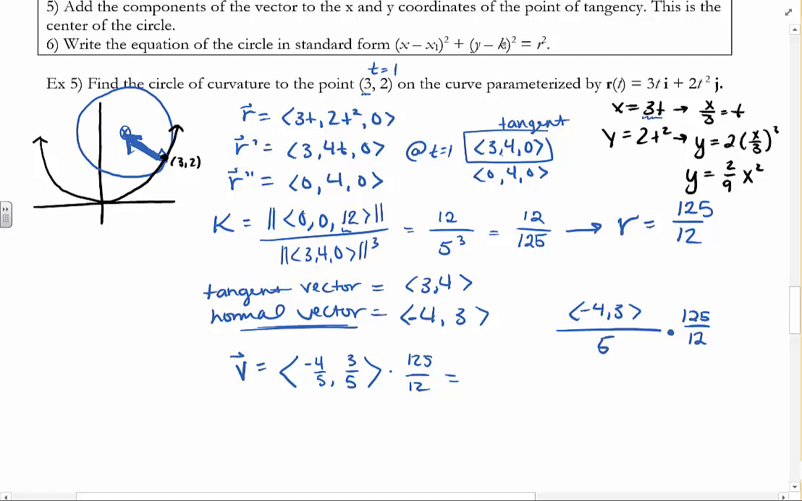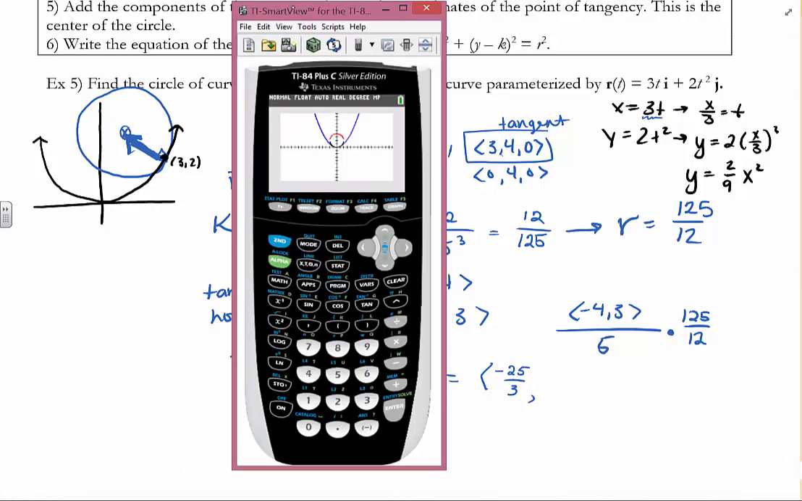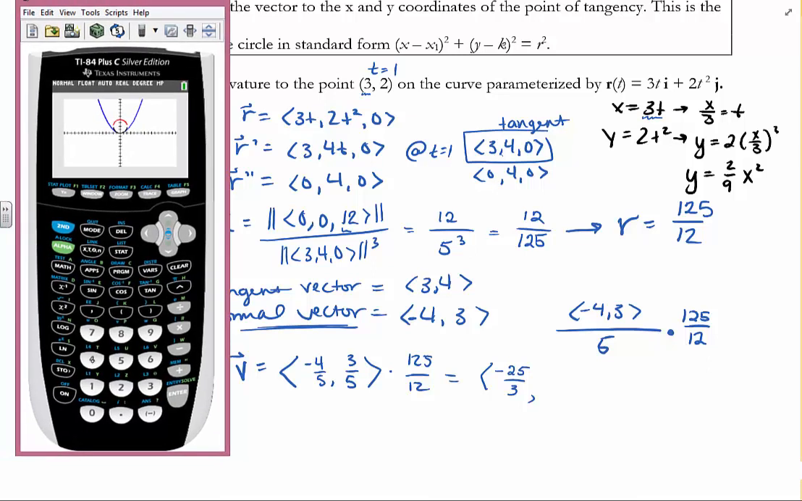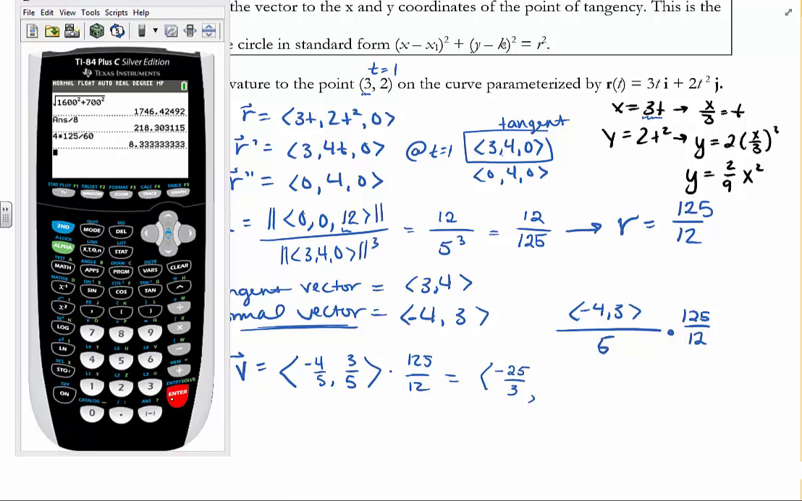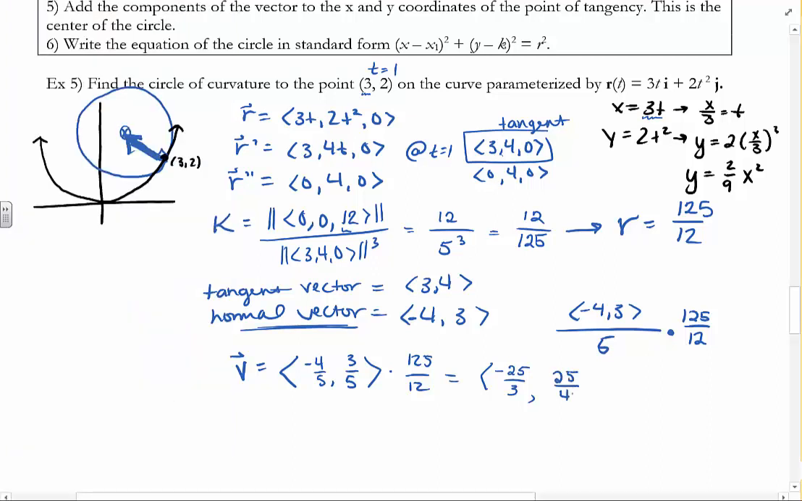The 12, that's going to leave a 3 here, and that's going to leave a 25 there. So this is going to be negative 25 thirds, if I'm not mistaken. Because I'd have 60, you know what, I don't trust myself. It's early in the morning while I'm doing this right now, so I'm just going to make sure. So 4 times 125 divided by 5 times 12, which I'm pretty sure is 60. It is 60. I'm just joking around here. 8.3 repeating, which would be 25 thirds. Yep. And then 3/5 times 125 over 12, I'm just going to trust myself this time, is going to be 25 fourths.